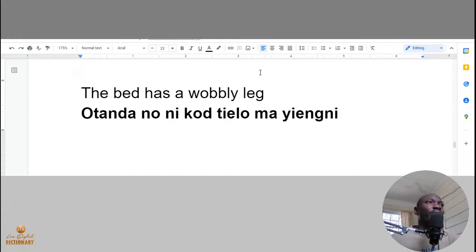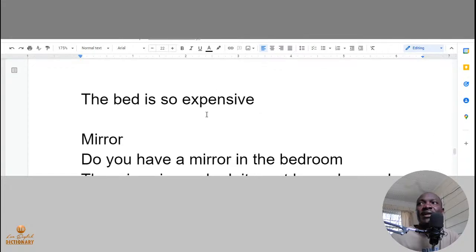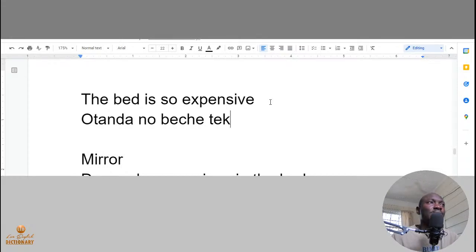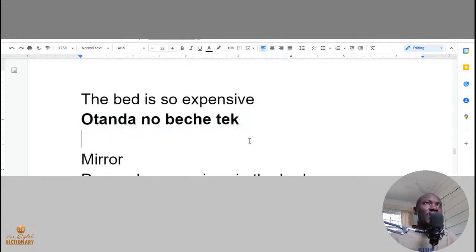Okay? Then the last one for the bed. The last one is the bed is so expensive. Otanda no beche tek. The bed is so expensive. Otanda no beche tek. And that's it for the bed.